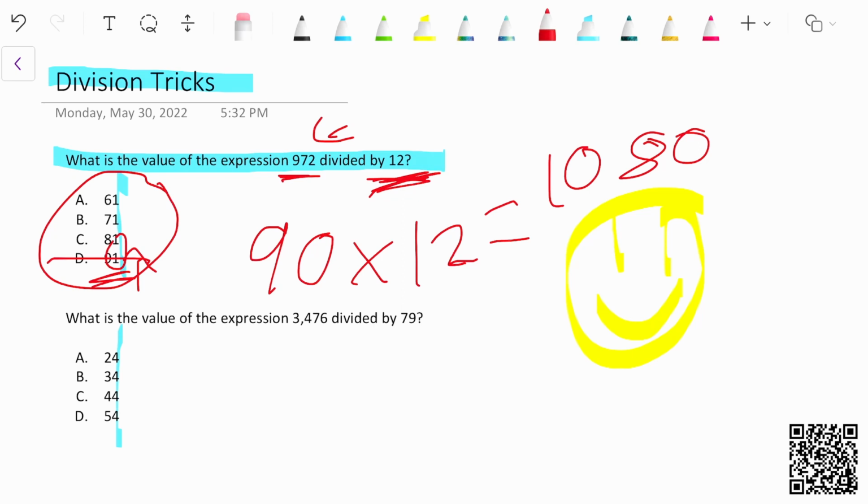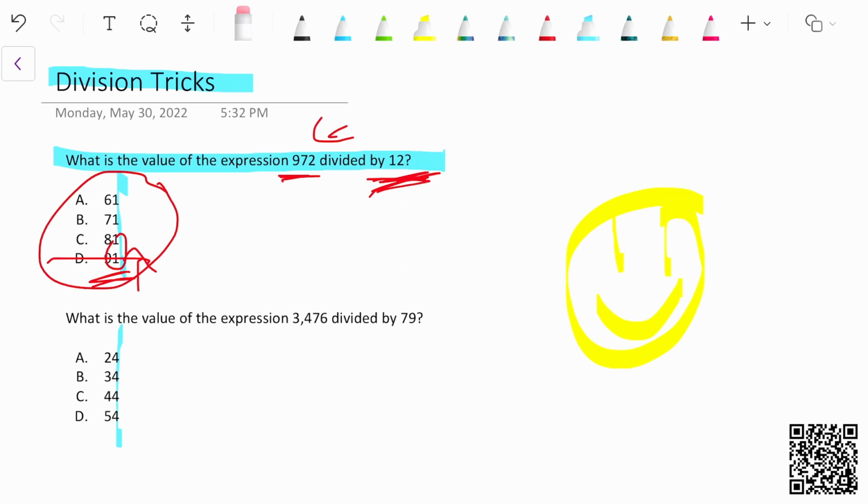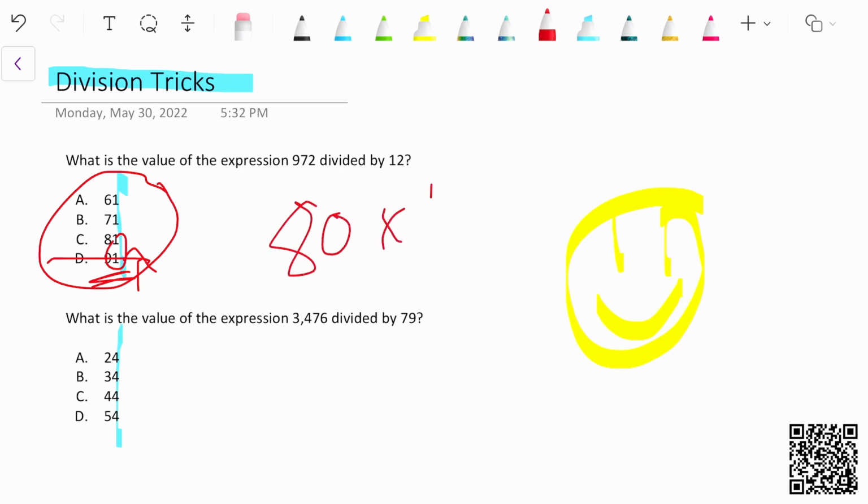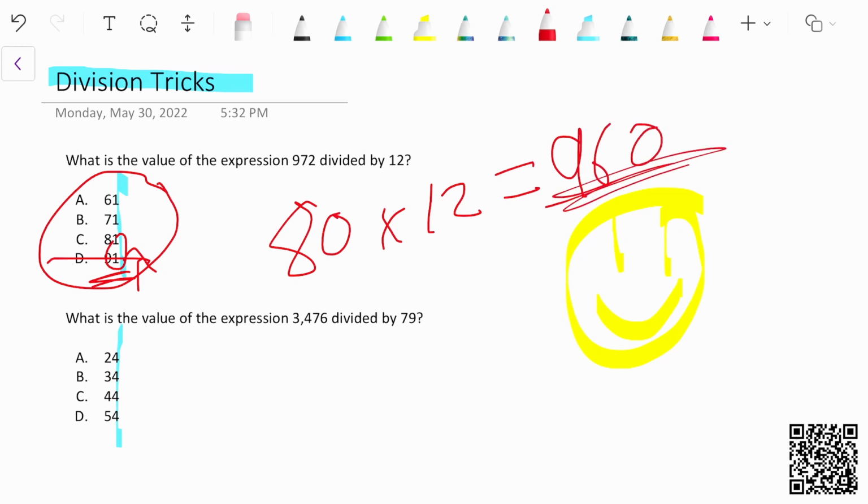So now let's look at C. C is 81, and following the same logic as 91, let's bring it down to a number that's very close to it, 80. So now we have 80 multiplied by 12, which is 960. And we see from this number that 80 is already smaller than 972.